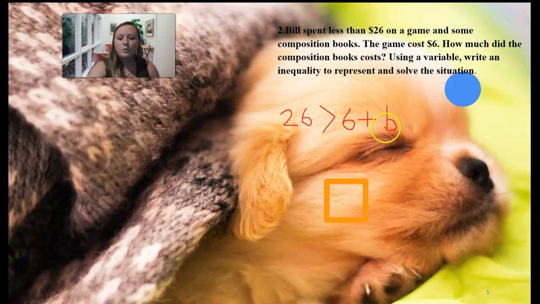Okay. We know he spent less than $26. So, how do we find how much he spent? Let's get rid of this 6. Now we have B by itself. Whatever we do to one side, we have to do to the other. 26 minus 6 equals 20. Bring down our sign, which is greater than. So 20 is greater than the amount that he spent.